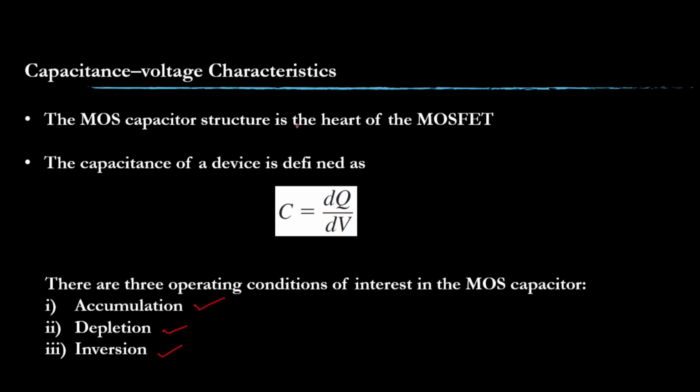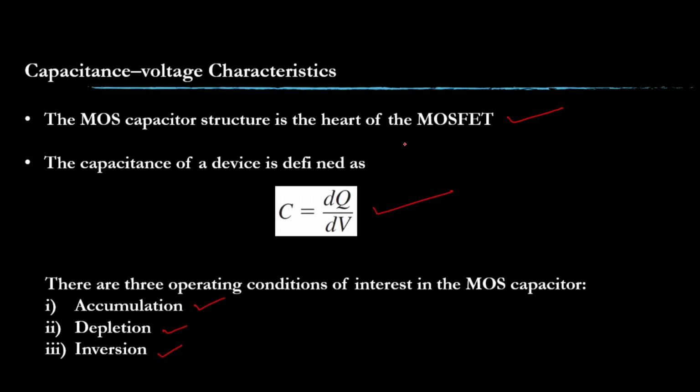And we all know the MOS capacitor structure is the heart of the MOSFET. The working principle of the MOSFET is purely based on the MOS capacitor, so try to understand this well. As we all know, capacitance is defined as the differential change in the charge divided by the differential change in the applied voltage. That is usually written as dQ divided by dV.